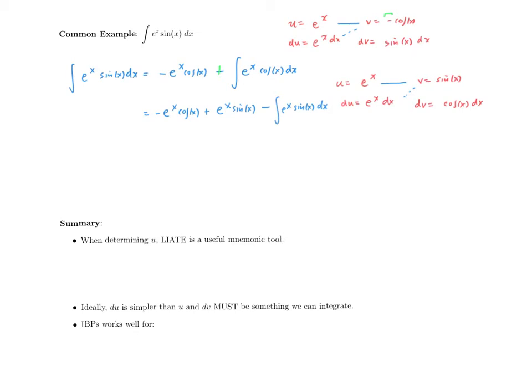So what should we do next? Do we need to use another integration by parts? And it turns out the answer is no. Our goal, what we started with, is to evaluate this integral of e to the x sine x. And we've expressed it in this form. So this second line is equal to the indefinite integral of e to the x sine x.